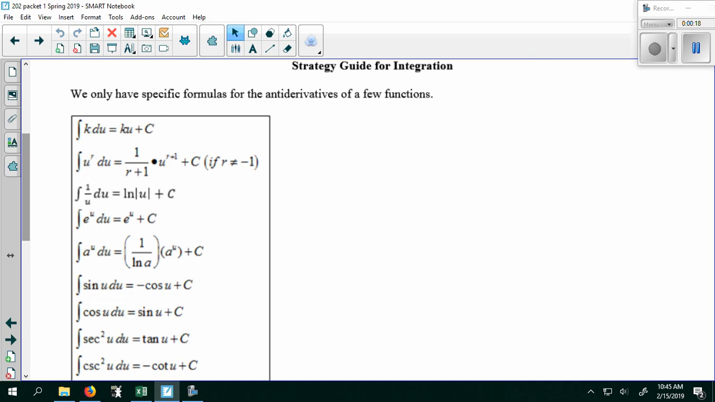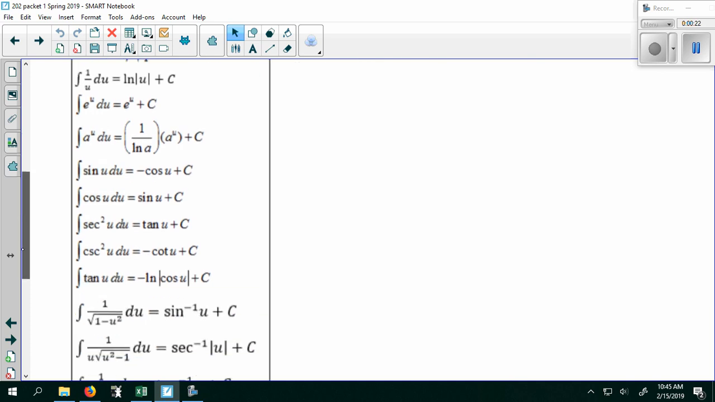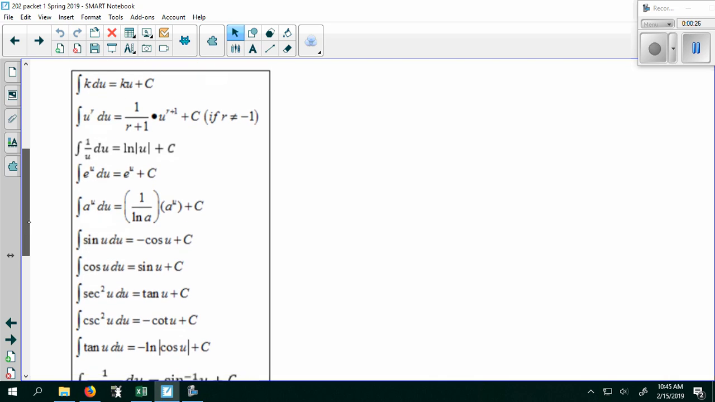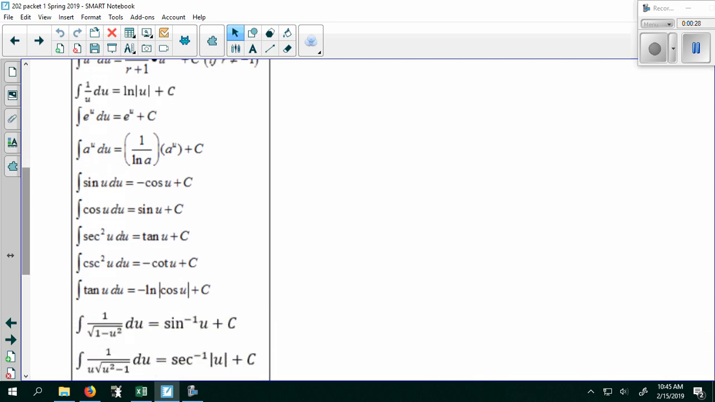We only have a few specific formulas for antiderivatives. So they're all listed here. These are all the antiderivatives you know. So if something doesn't look exactly like one of these formulas, you have to apply another technique to make it look like this before you can take an antiderivative.